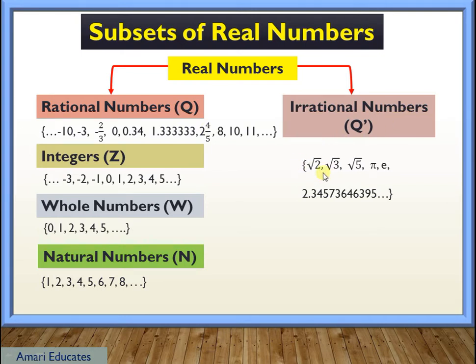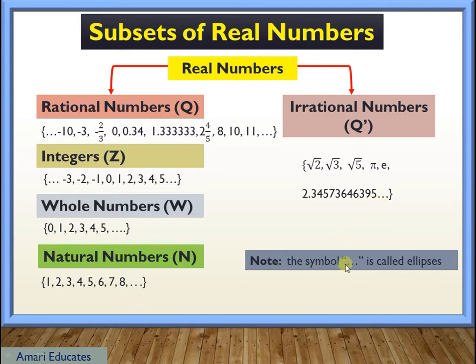numbers. Common examples are square root of 2, square root of 3, square root of 5, the pi that we use in solving the area of a circle, and the e. Also, this one is considered an irrational number. This could be a number that cannot be expressed in fractional form. Notice the 3 dots there, meaning to say there are more after the number 5. Those dots that you see there are called ellipses.